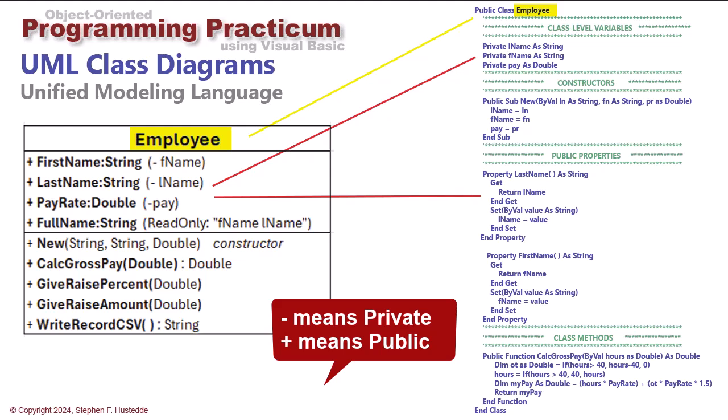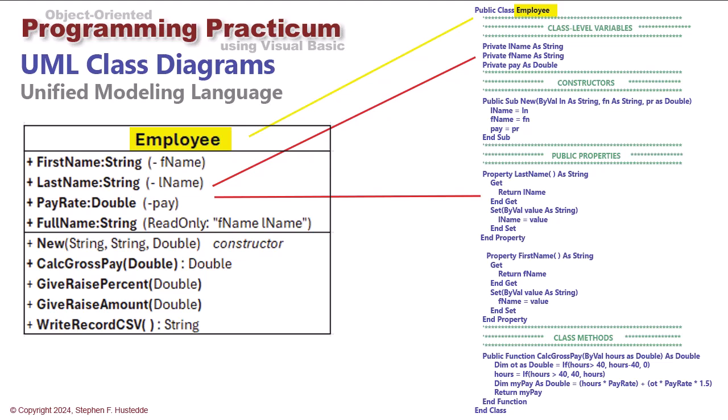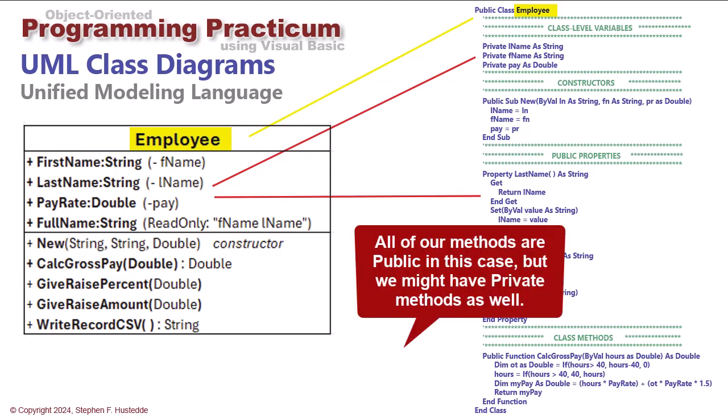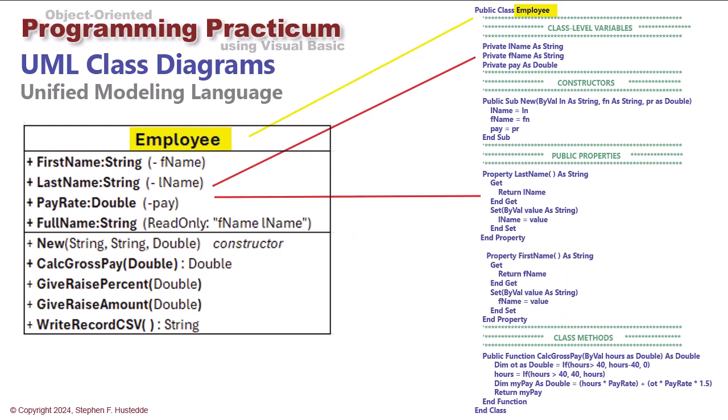Now, I want to point out one thing on the property names and the class-level variables. You'll see a plus sign for the property names. That means they are public, and a minus sign in front of the class-level variables. That means they are private. So those are two little characters that we use in UML diagrams to denote the private versus public entities. I also made a note here for full name that it's read only, and so it won't have a setter, it just has a getter.